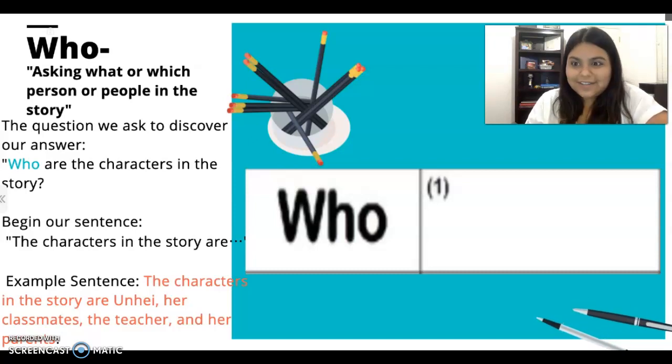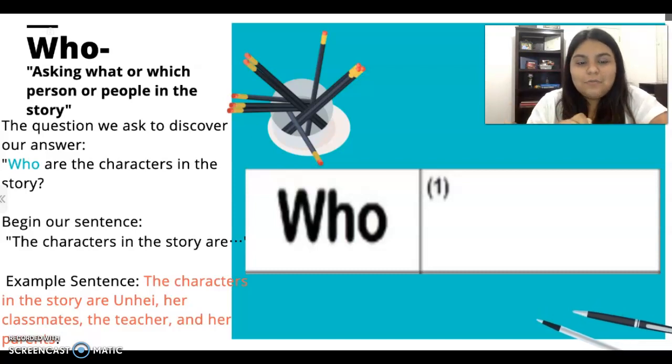So I wrote that, but that is how all of you are going to be writing your sentence. So take out that worksheet and write the characters in the story are. And then if you look down at this PowerPoint, the bottom left-hand corner, I wrote the characters in the story are Eunhae, her classmates, the teacher, and her parents. I'll give everyone some time to fill in their boxes.